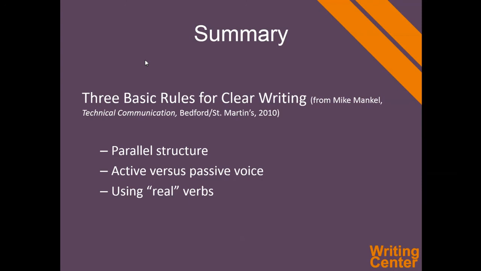And those are just 3 examples for making our writing clearer. Adhering to parallel structure, trying to, as much as possible and when appropriate, which is in most cases, use active over passive voice. And third, using those real verbs, the strong verbs, often hidden in nominalizations or those vampire nouns.